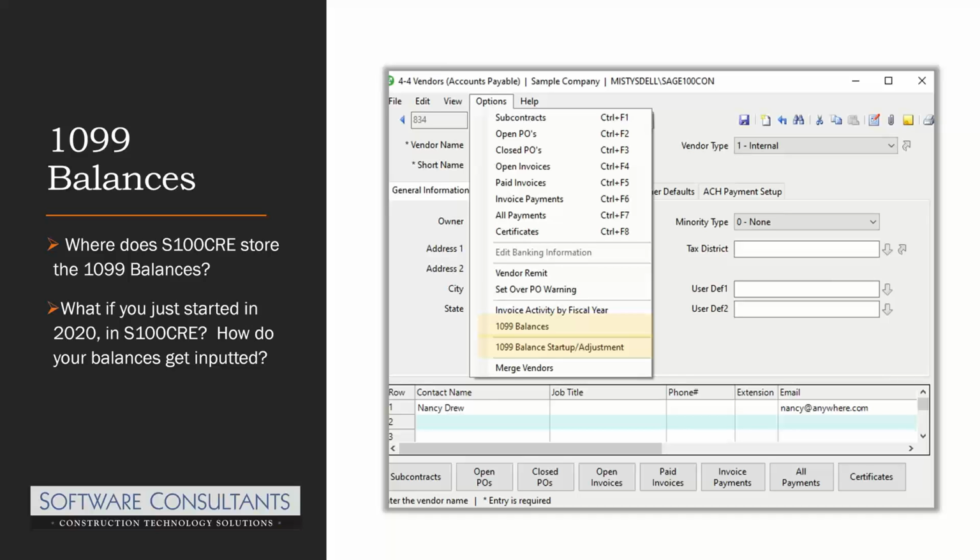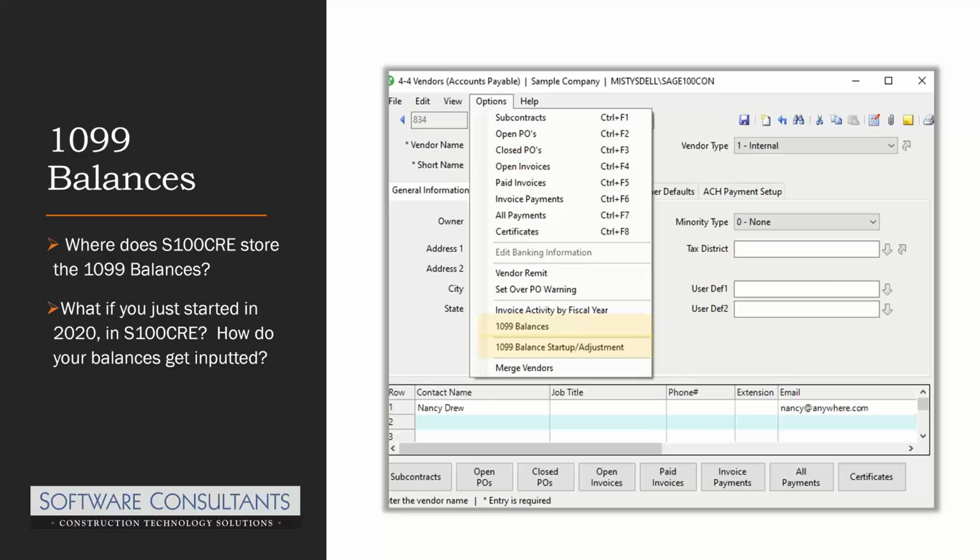Now, if you came into Sage 100 Contractor mid-year, say you started in March instead of January of 2020, and you are going to process your 1099s through Sage 100 Contractor, you need to go in here and update your 1099 balances per vendor. So you kind of do an adjustment. You can see here on the screen. You do an adjustment to that vendor to pull over from your legacy software.